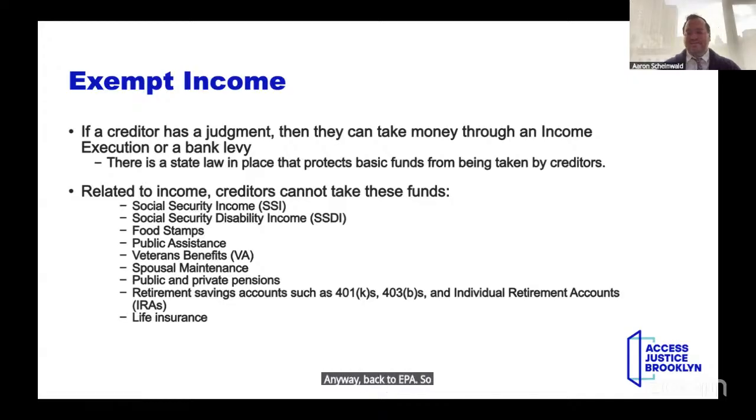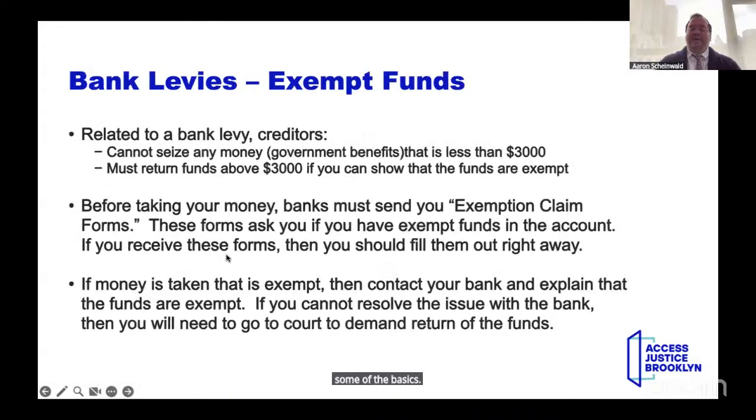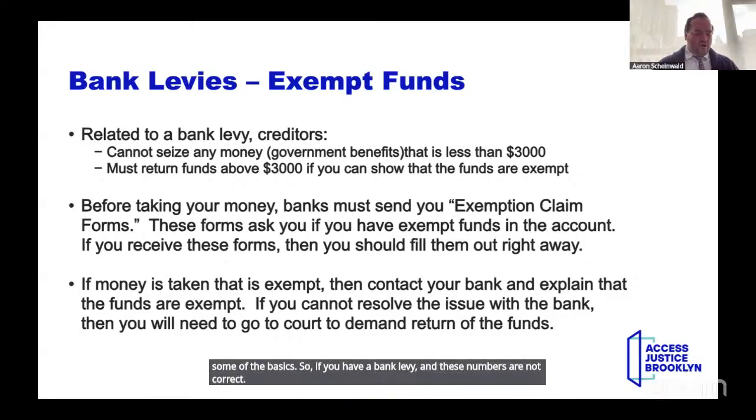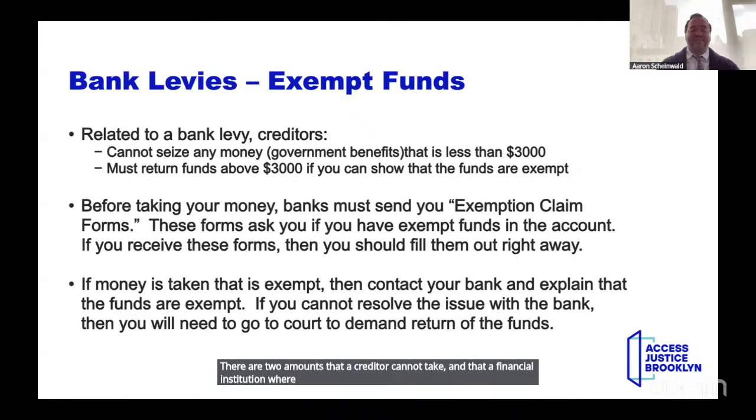EPA is very, very specific in the protections it provides and it doesn't provide. So going through EPA in detail, I think, is really beyond the scope of this kind of conversation, but let's go through some of the basics. So if you have a bank levy, and these numbers are not correct, there are two amounts that a creditor cannot take and that a financial institution where someone we're talking to has funds cannot restrain if the money is at or below this amount. So as of January 2026, this gets reset every year by state law.